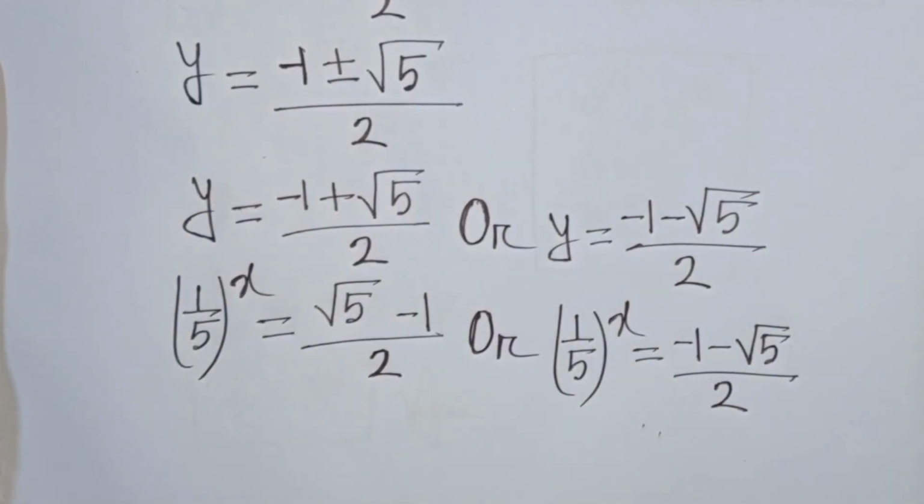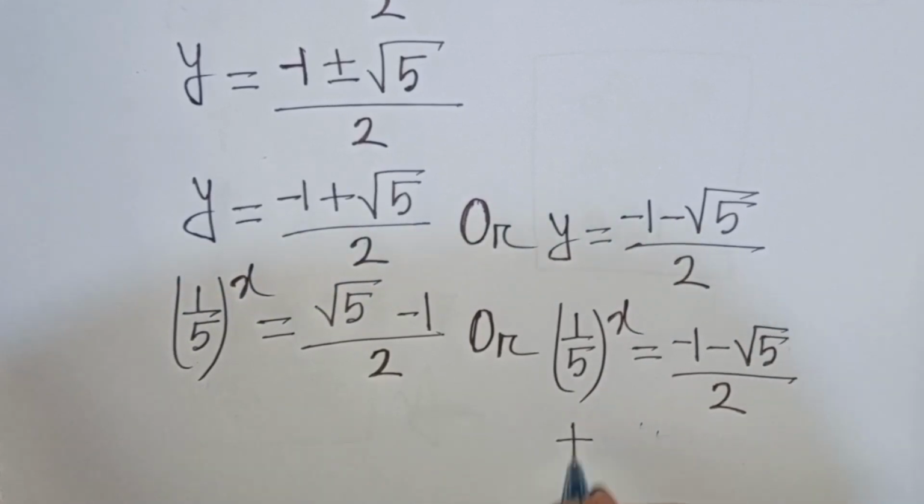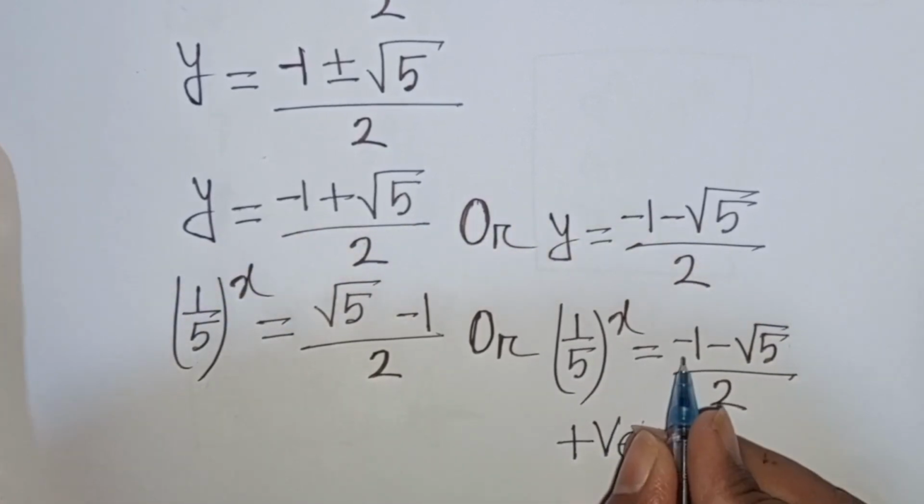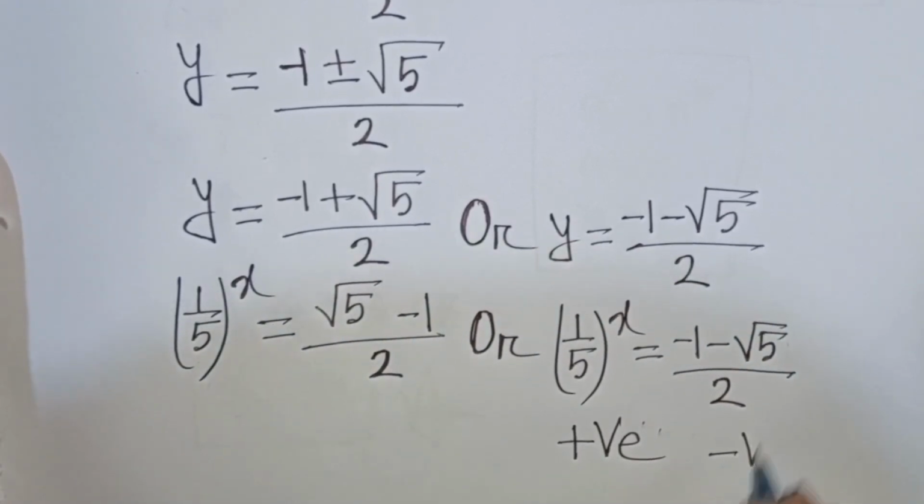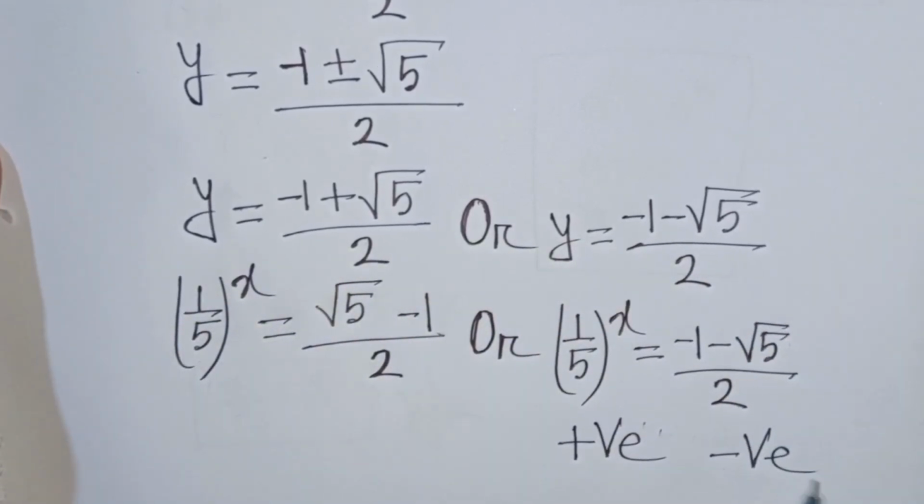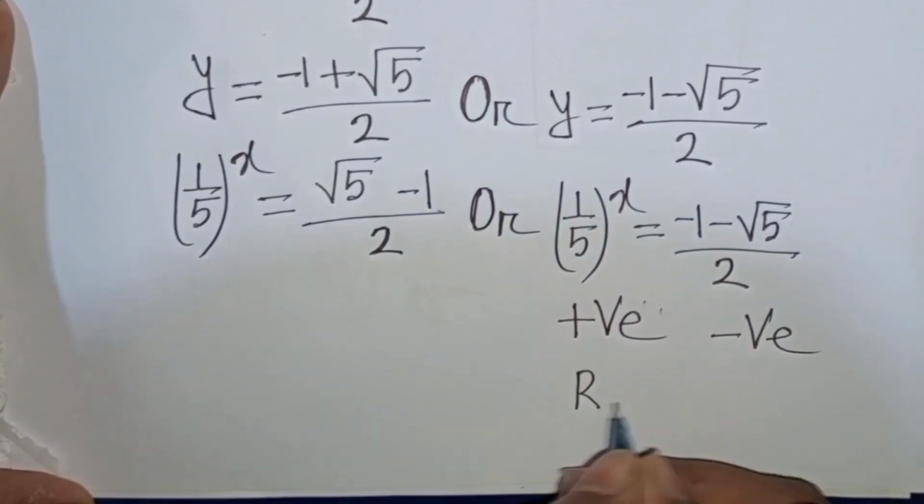Now we see (1/5) to the power of any number is always positive, but (−1 − √5)/2 must be negative. So positive cannot be equal to negative, so this is rejected.